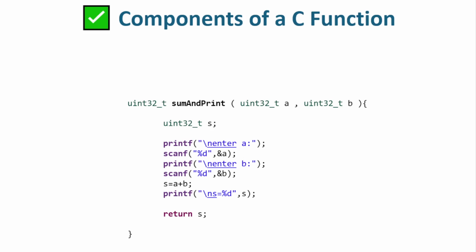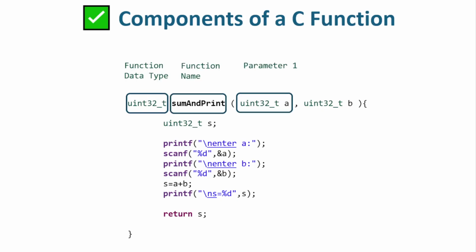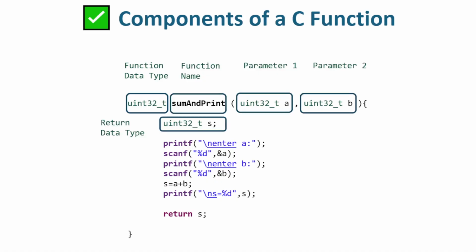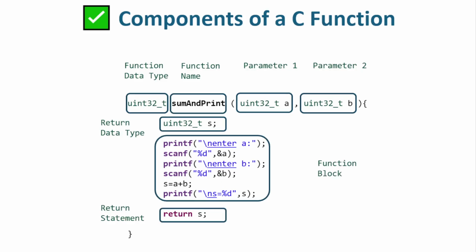Components of a C function. Return type. What it is: the data type of the value the function returns. Examples: int, float, char, void, etc. Note: if the function doesn't return anything, use void. Function name. What it is: the unique identifier for the function. Note: it should be meaningful and follow C naming rules.